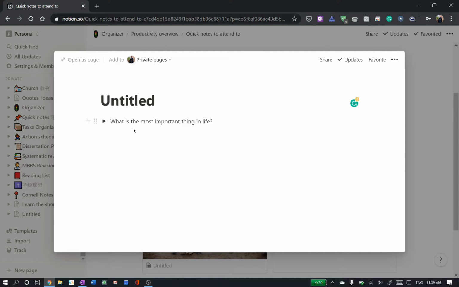For example, like this: what is the most important thing in life? And this is the toggle. Relationships, and you can have subpoints and so on.